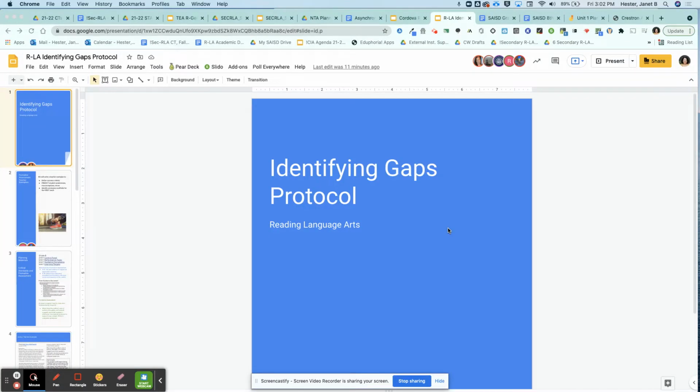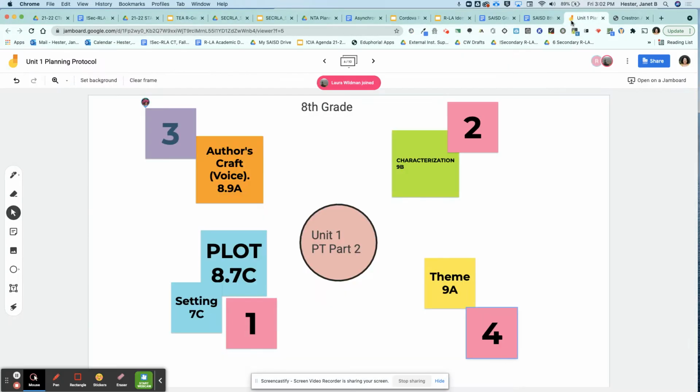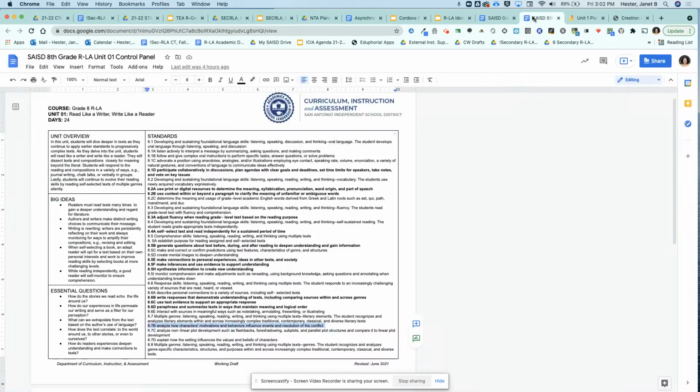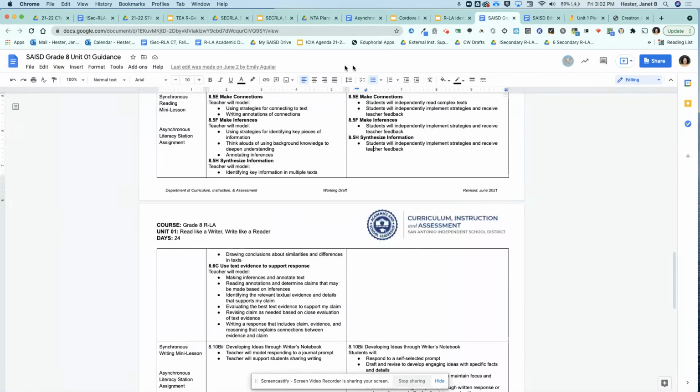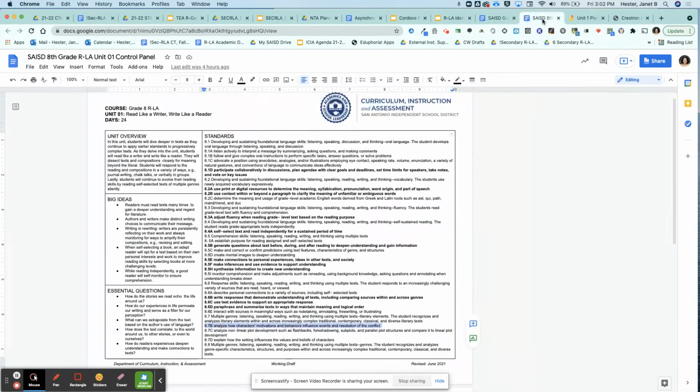Welcome back, everyone. So we've done some work in planning. You just walked through the planning protocol. We did, if you'll remember, the Jamboard where we decided based on the performance task what we thought was most important for teaching this unit.